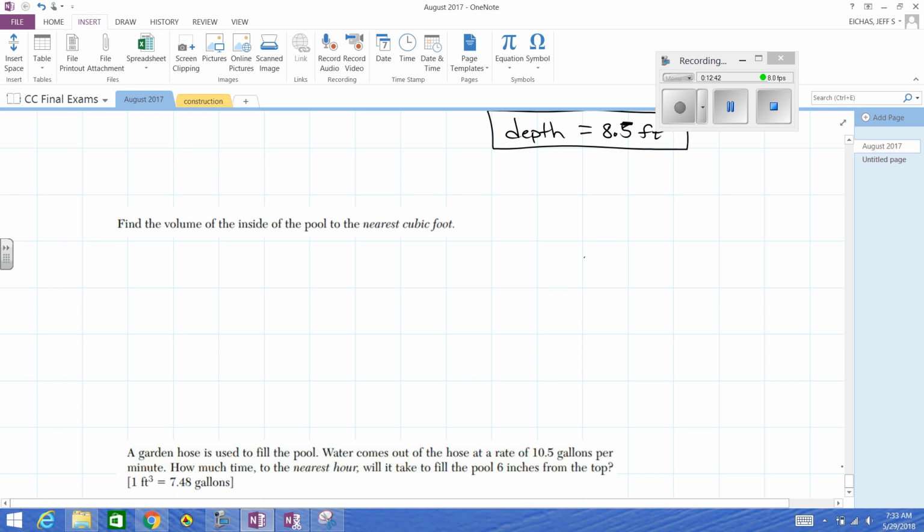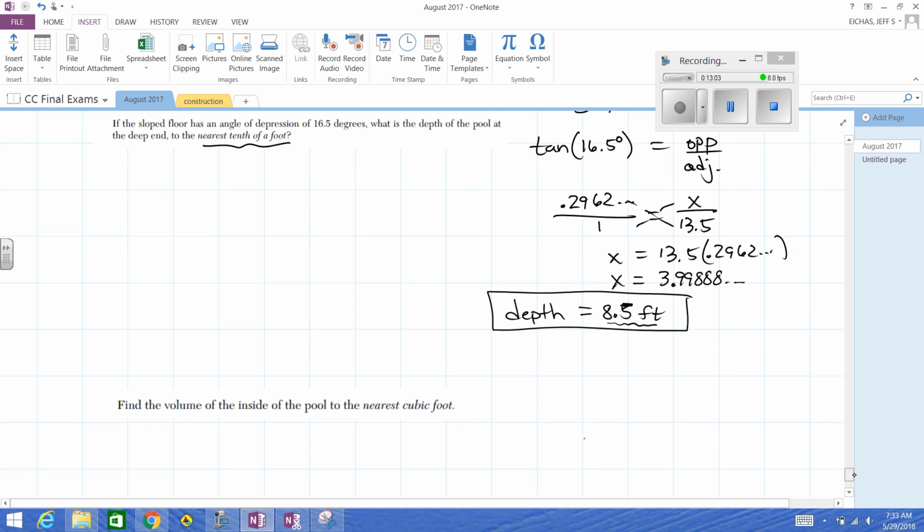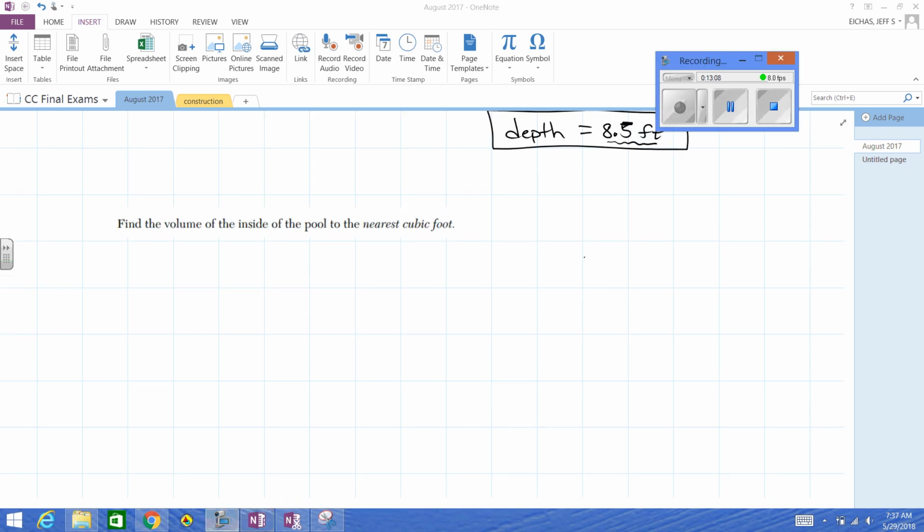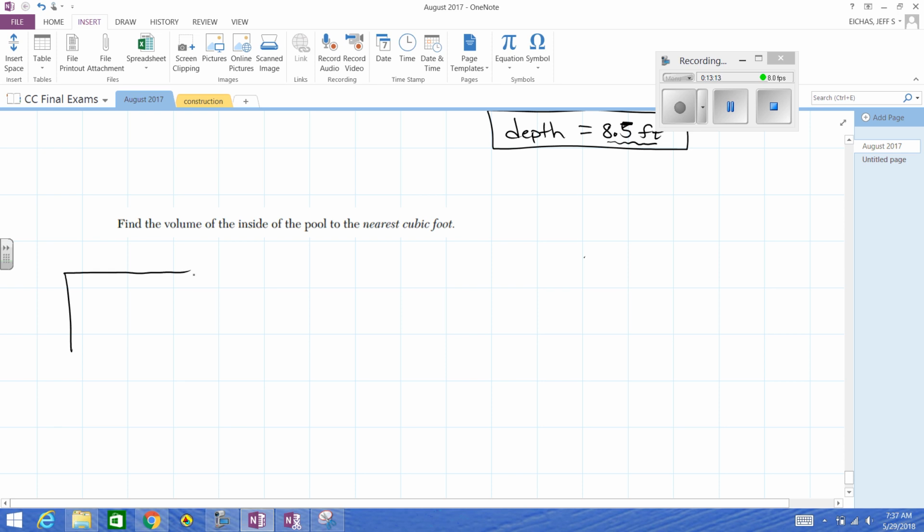Volume of the inside of the pool to nearest foot. Now, this is where it gets a little bit tricky. Technically, we've been told not to round until the end, but it's kind of indicating we can use that. I'm going to calculate it without rounding until the very end, but you know there is some variability there because some people might use the rounded answer. So I see 3 pieces. And again, everybody can do this differently. I'm going to call this the top.